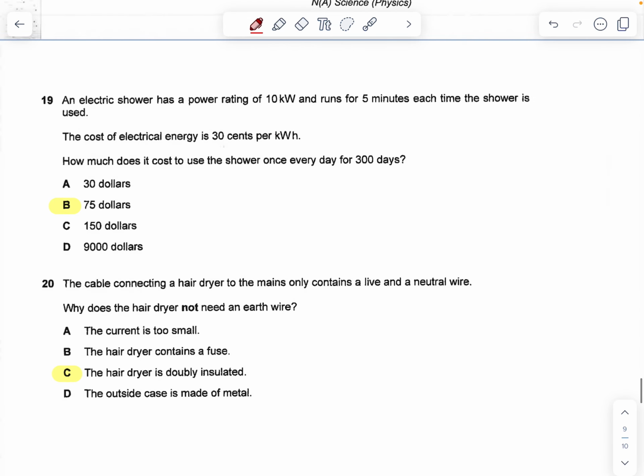Question 19. An electric shower has a power rating of 10 kilowatts. P runs for 5 minutes, T, each time the shower is used. The cost of electricity is 30 cents per kilowatt hour. Take note, per kilowatt hour. So this is unit cost.